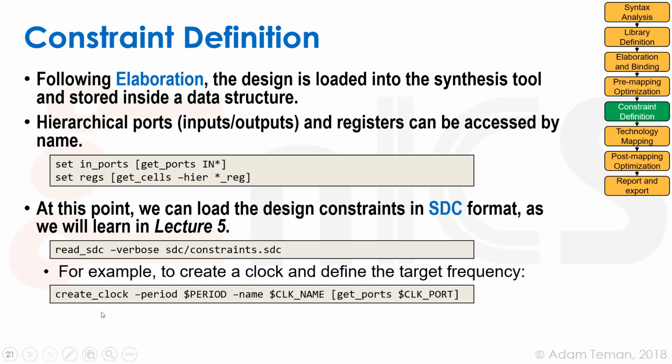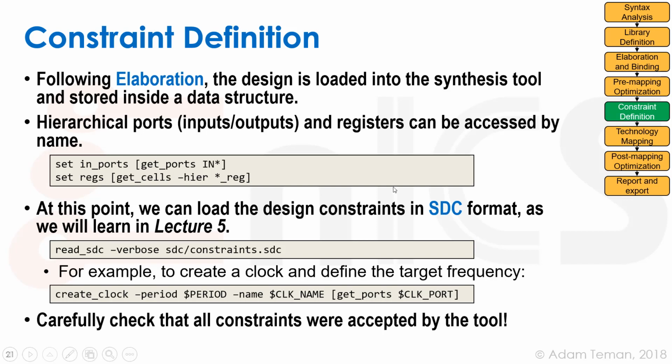For example, the basic command that we're going to use is create_clock, which will create the clock and define the frequency of the clock with this period, the name of the clock, and which port the clock is driven to the design through. Again, I'm not going to discuss constraints right now. I just wanted to point out that this is the point in the synthesis flow where we apply them, because now we actually have this structure. We know what the registers are because they were inferred, and so we can do different things like get_ports and get_cells and so forth. But again, we'll go into this in detail in the next lecture.